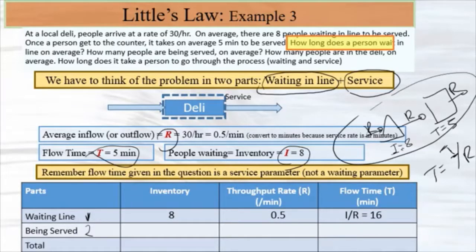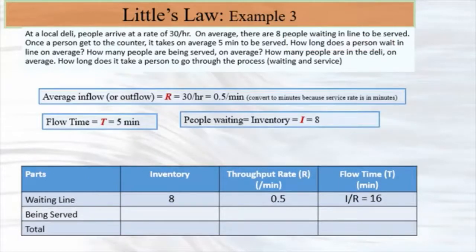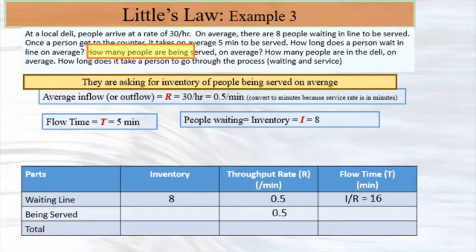Now, the problem becomes really simple when we organize ourselves and think of the process in terms of 2 parts, waiting line and being served. That's going to help us in answering the question. Now, being served, we know that R is still the same, 0.5, and we have the time. Now what we need to calculate is the inventory, and that's what the question is asking, how many people are being served. So R times T, which is 0.5 times 5, is going to give us 2.5.